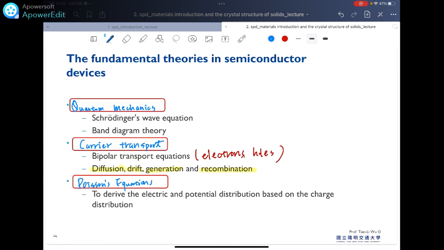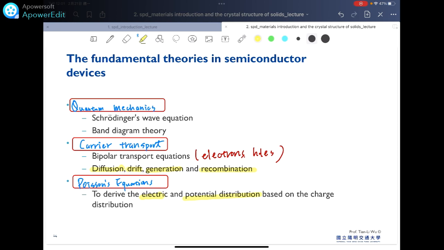The Poisson equation allows us to derive the electric field and potential distribution based on the charge distribution. So that's also very important. If your future research work is related to simulation, related to TCAD, you will be very familiar with the Poisson equation, because all the software that calculates the charge, the electric field, and the voltage potential is basically just iterating the Poisson equation.